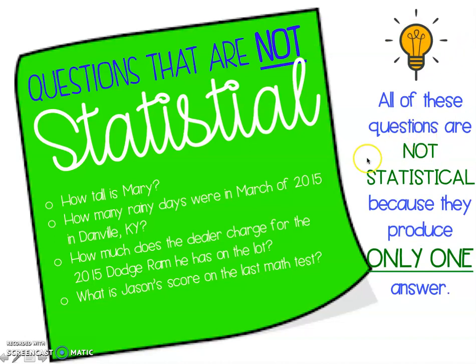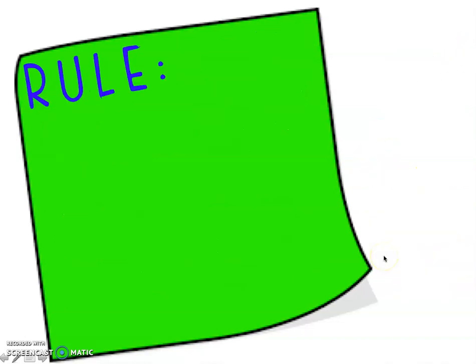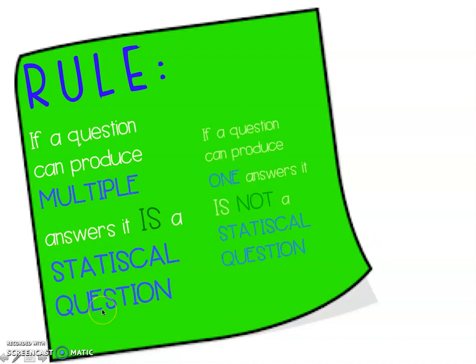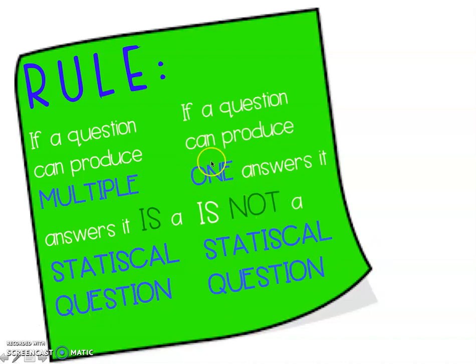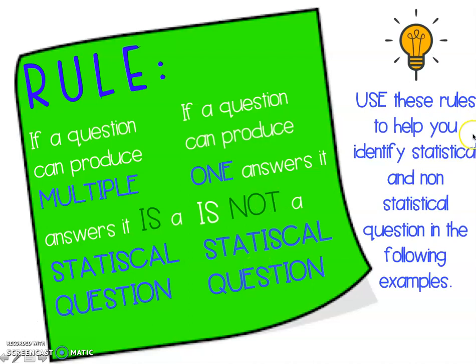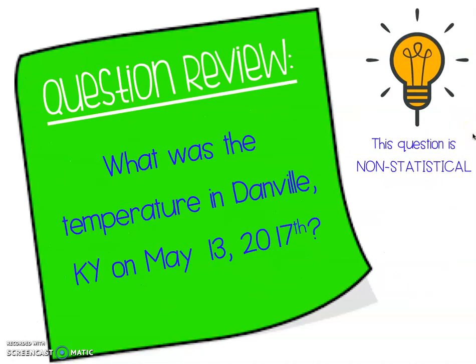So if they are not statistical, you can answer them with only one answer. Okay? So our rules are that if a question produces multiple answers, then it is considered statistical. If it can only produce one answer, then it's not statistical. Okay, so use these rules to help you identify statistical and non-statistical questions in the following examples.